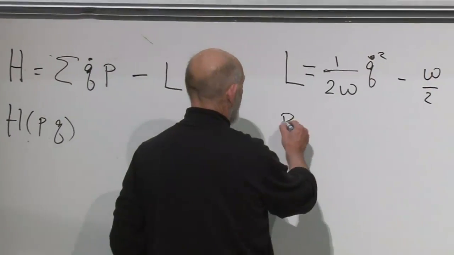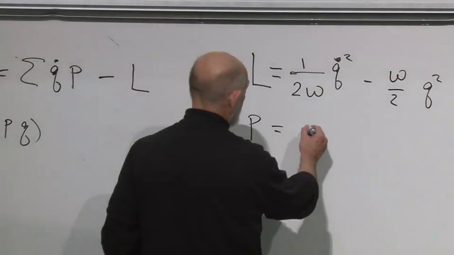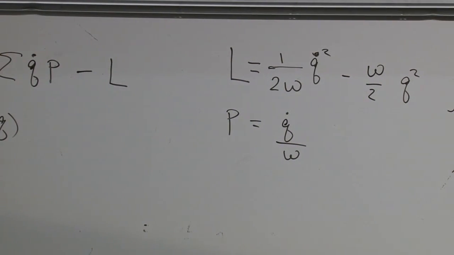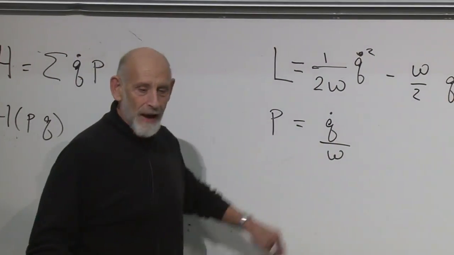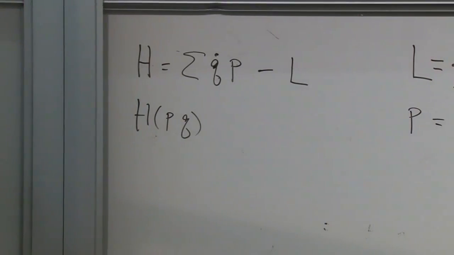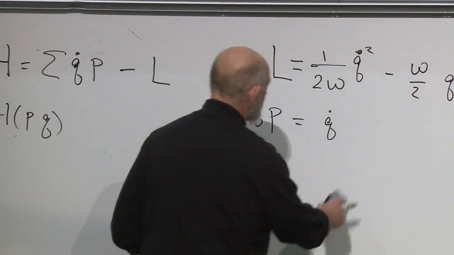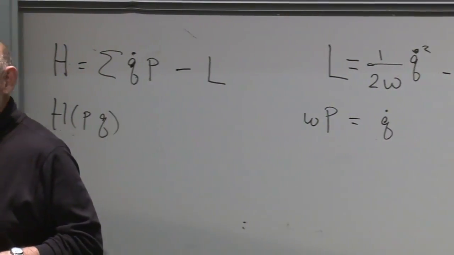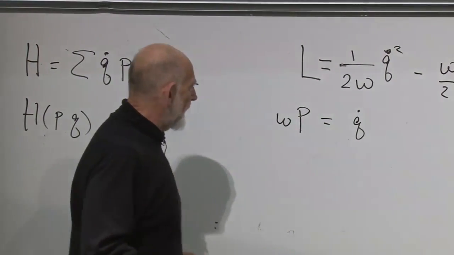First of all is p. What is p? p is the derivative of the Lagrangian with respect to the velocity, and that's just equal to q dot over omega, right? But instead of reading this as p is equal to q dot over omega, I'm going to read it the other way. q dot is omega times p. In other words, I'm going to read this as telling me what q dot is in terms of p instead of p in terms of q dot. I haven't done anything very brilliant. I've just expressed q dot in terms of p.